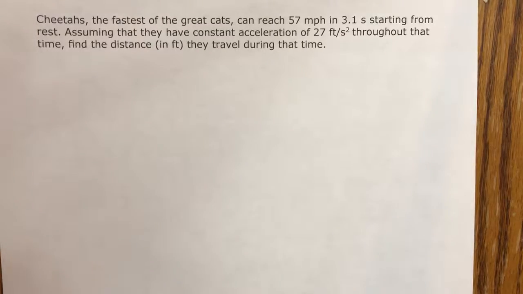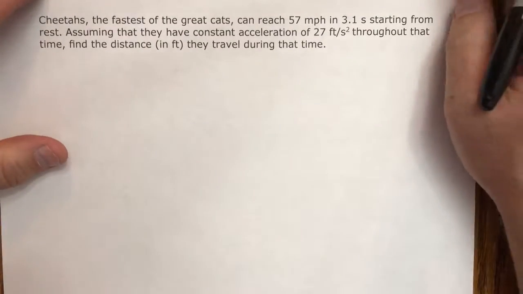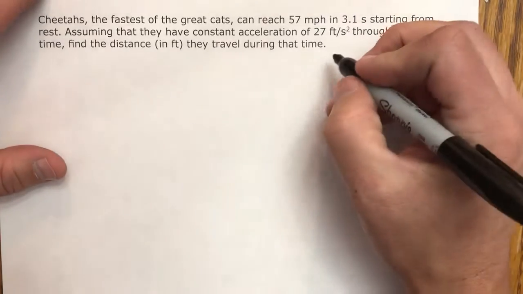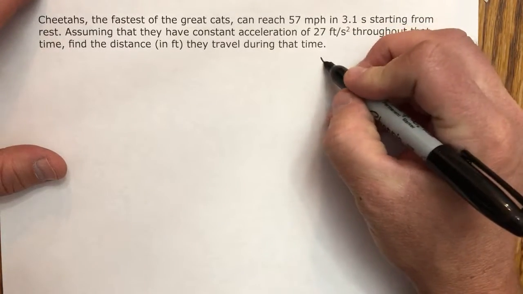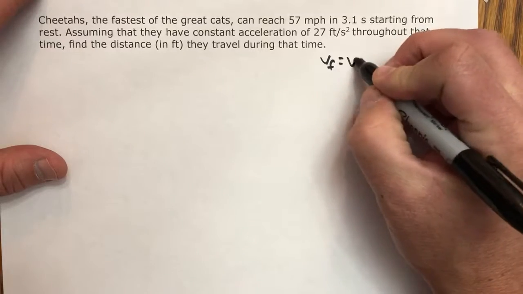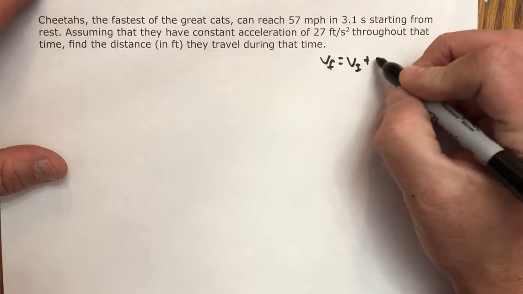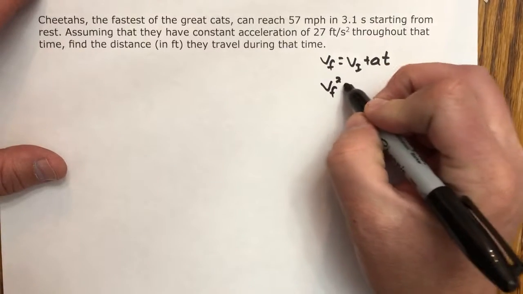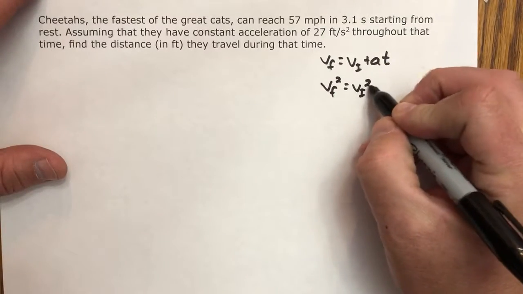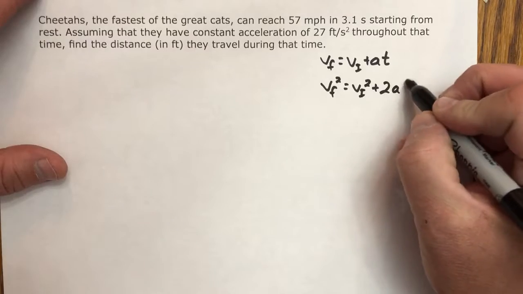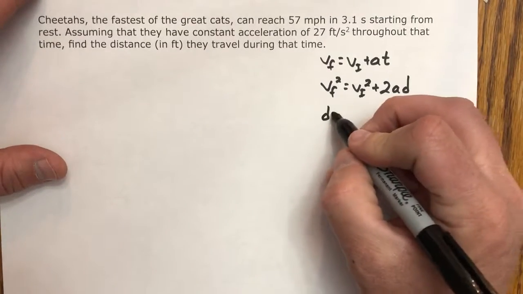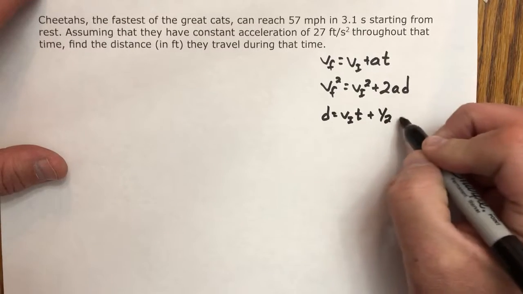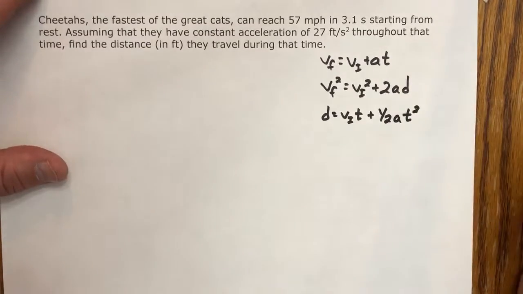Okay, here's another question on constant acceleration. So the first thing we do is we write down our three equations of kinematics. Final velocity equals initial velocity plus acceleration times time. Final velocity squared equals initial velocity squared plus 2 times acceleration times displacement. Displacement equals initial velocity times time plus 1/2 acceleration times time squared.